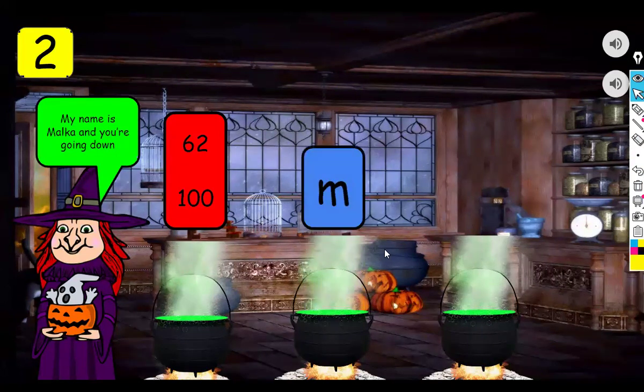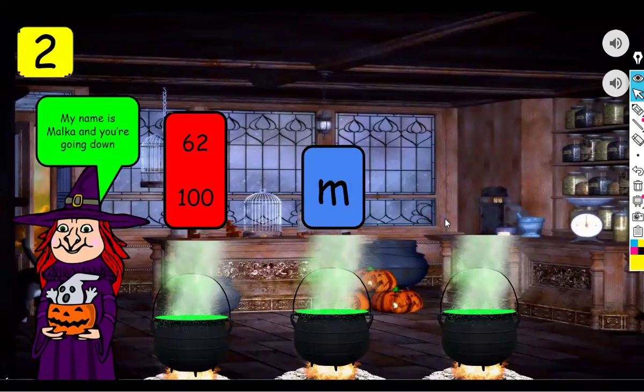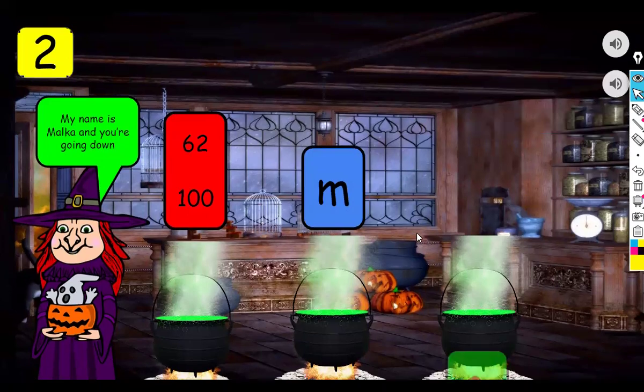Next cauldron, M. Was anybody unlucky enough to choose M? If you did, you are out of the game. And the last cauldron, the hat. A few people lost because quite a few people chose the hat. Did anybody win? Let me know.